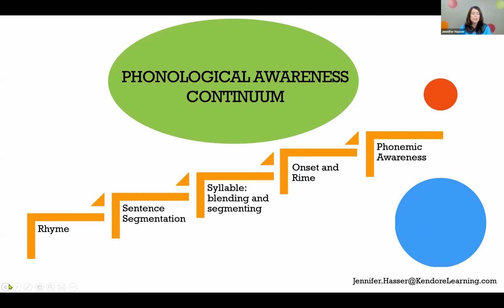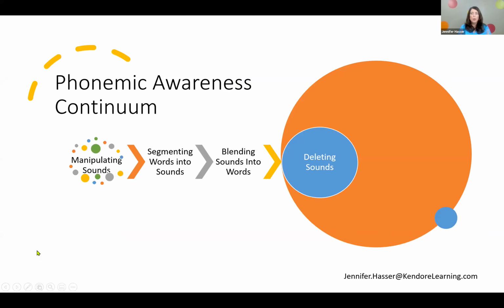And so that's our morphological awareness. So even though the rest of these things kind of come in naturally as we move through with most kids, sometimes rhyme stays a little bit further behind. Okay. Now phonemic awareness is kind of the top of that continuum.